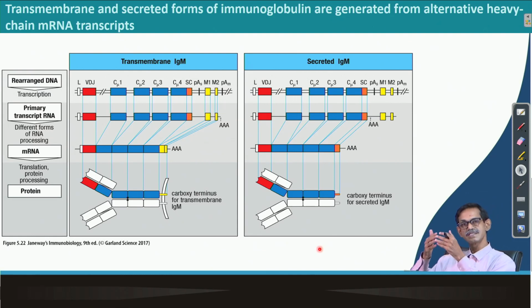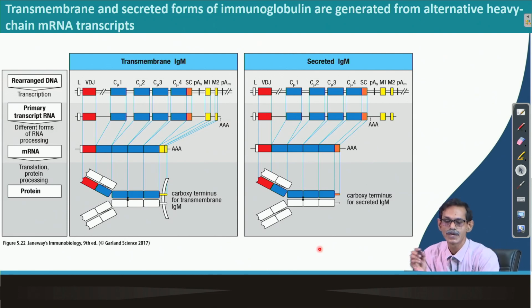Here again a similar alternate splicing is happening. Now we have to see more detail of that gene. In the previous slide it was less detailed. If you take a closer look at the IgM, what will we see? We will see VDJ, and we will see CMU1, CMU2, CMU3 and CMU4, that is CH1 to CH4, all as usual before, and then what was not there in the previous slide, there is one SC, one M1 and one M2.